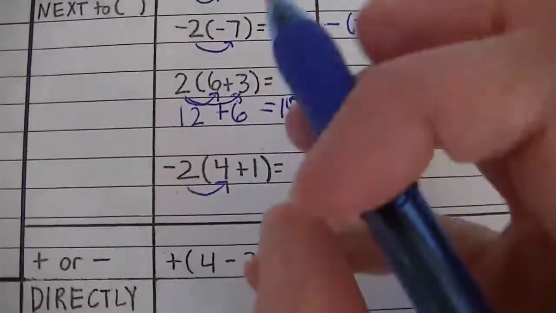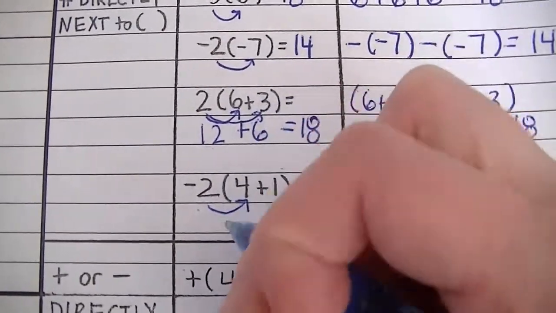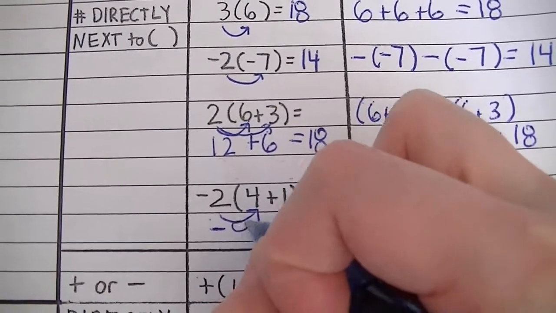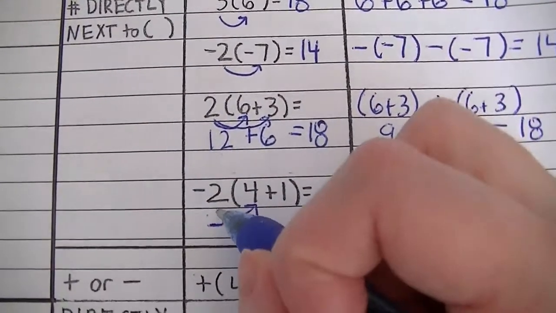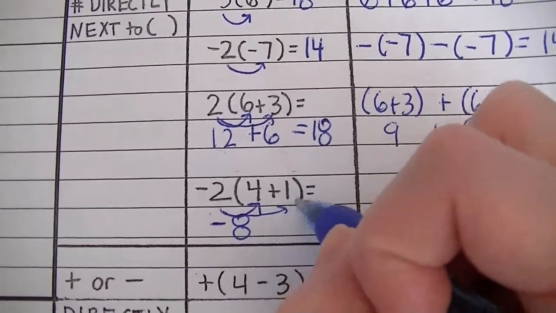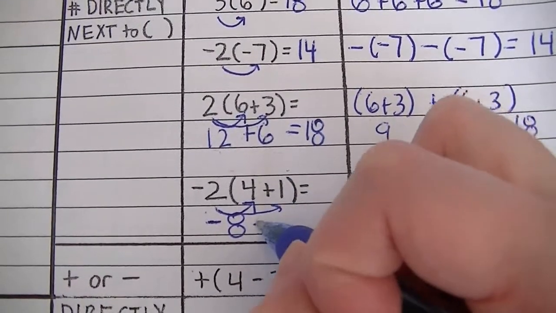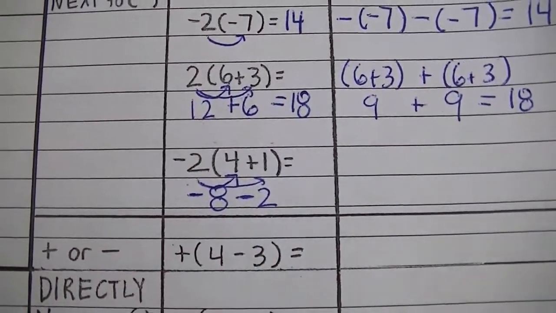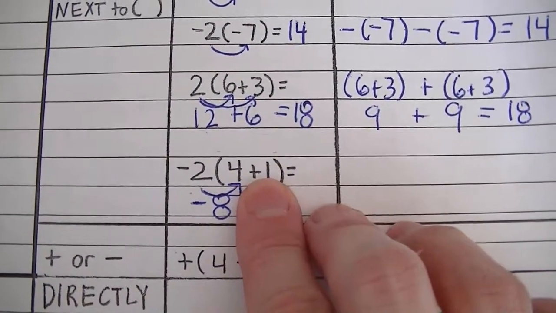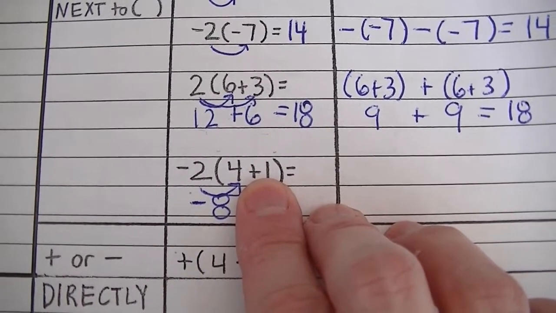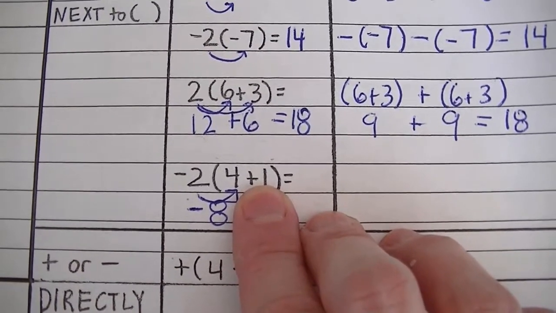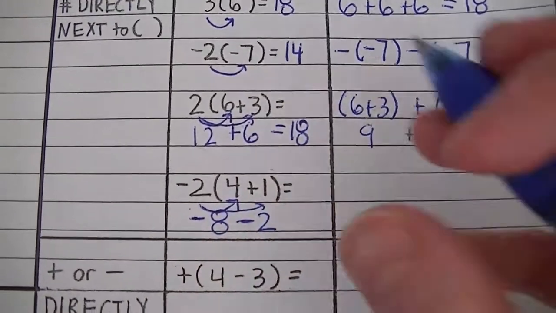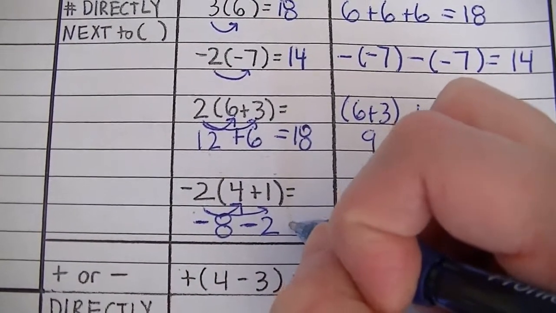And go back down here. -2 times a positive 4 is a -8. Okay, and then a -2 times a positive 1 gives me a -2. Okay, so think about where you're at on the number line. You're at -8, 8 units to the left of 0. Then you're going to go to the left 2 more units, placing you at -10.